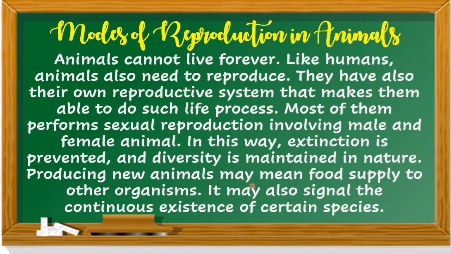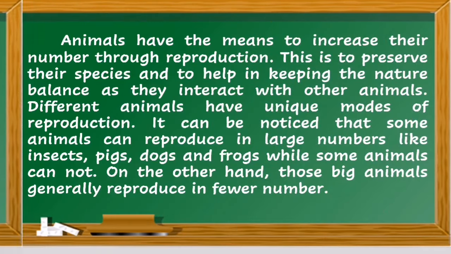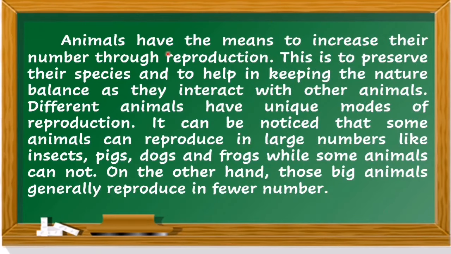Producing new animals may mean food supply to other organisms. It may also signal the continuous existence of certain species. Animals have the means to increase their number through reproduction. This is to preserve their species and to help in keeping the balance of nature as they interact with other animals.